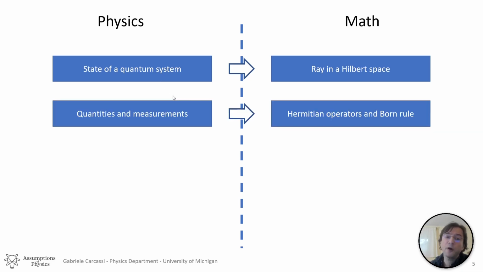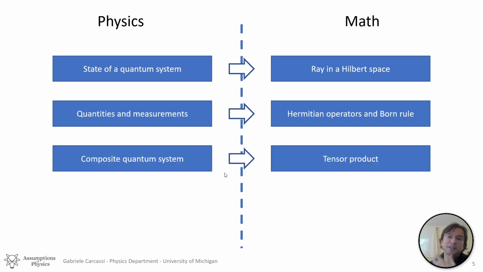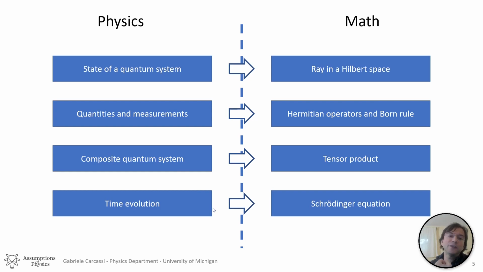So we have another postulate, for example, that takes quantities and measurements, and again, these are something that exists in the real world, and it tells us that mathematically in the theory, we have to represent them with Hermitian operators and the Born rule and projections and so on. And again, we don't know why that is, the postulate just tells us we have to do it like that. There's another postulate that tells us the composite quantum system should be represented in the math by the tensor product, and that time evolution should be represented by the Schrödinger equation.